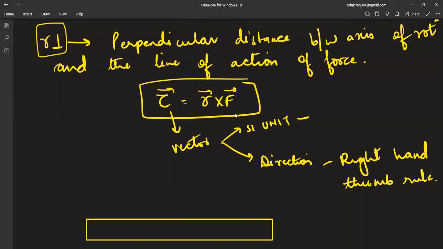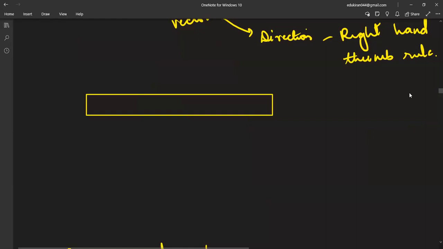SI unit, force and radius, force Newton meter. Direction is given by right hand thumb rule. See, you don't need to worry about right hand thumb rule right now. We'll do it in a trick that will help us so that we don't need to apply any hand rules. Anti-clockwise and clockwise we'll try. It's an axial vector actually, so the direction is given along the axis, that I'll discuss. Anyways, one more point before we start with momentum.